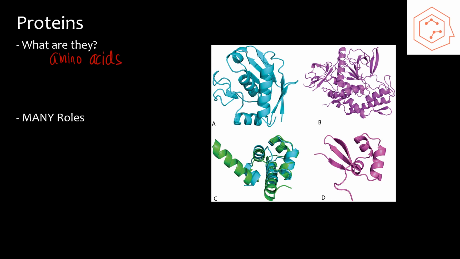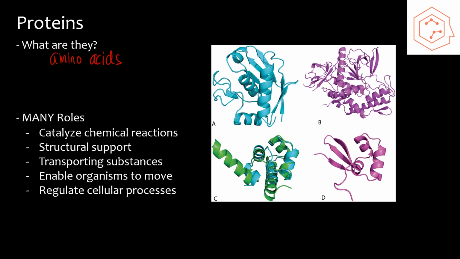So they have many roles. They could catalyze chemical reactions, provide structural support, transport substances, enable organisms to move, and regulate various cellular processes. Another thing to mention is that they can also defend against diseases. So this diagram that I've pasted over here shows that the structure differs between every protein, therefore it can undergo many different functions within the cell.